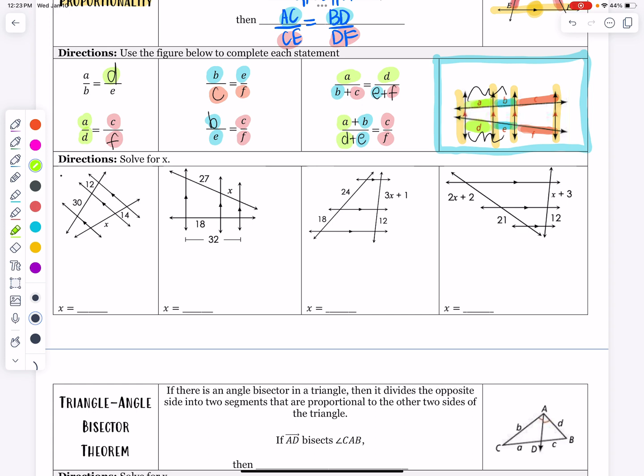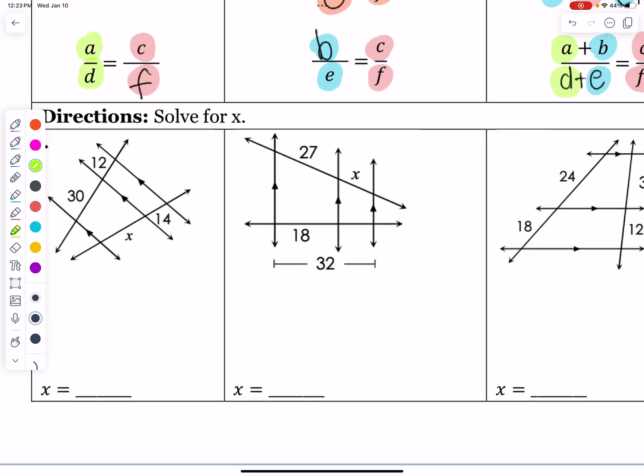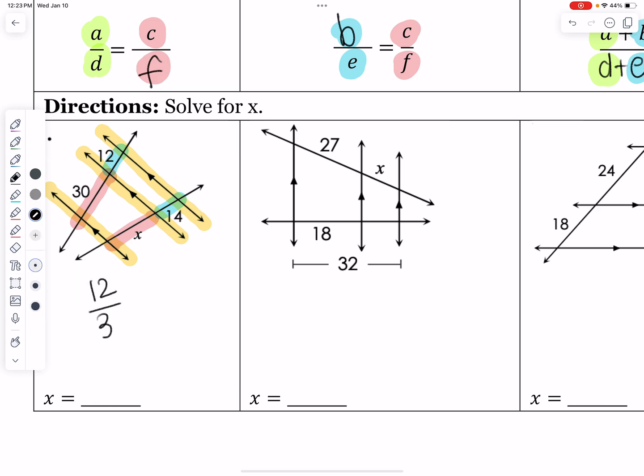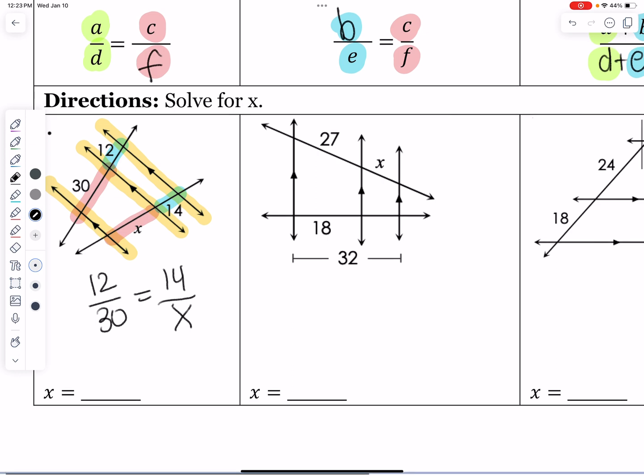All right, we can also solve for missing pieces. Not only can we set up proportions, we can also solve for missing pieces. So again, you have to have 3 or more parallel lines cutting off 2 transversals. Okay? So the relationship between blue and orange should be equal. So the ratio of 12 over 30 should be equal to 14 over x. And of course, we're just going to cross multiply. And when we cross multiply, we get x equals 35, which would make sense because that's big over small. Big over small, big over small.